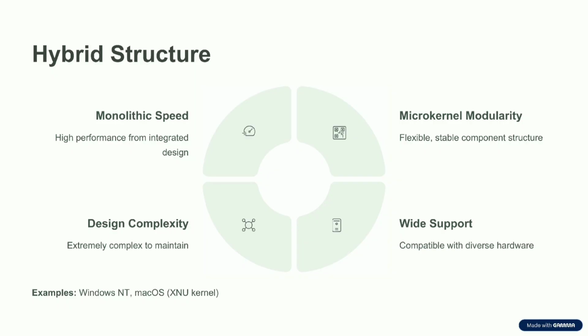This structure provides the fast performance of monolithic systems while maintaining the modular and structured design of microkernels. However, due to the combination of both approaches, the kernel design becomes complex, making development and debugging difficult. Hybrid operating systems are widely used in modern computers because they offer a good balance between speed, stability, and hardware support. Examples are Windows NT and the Mac OS XNU kernel.